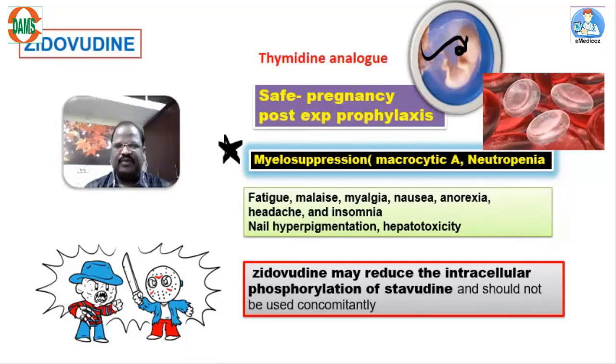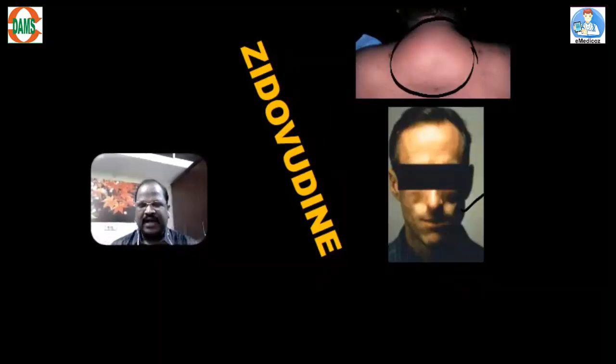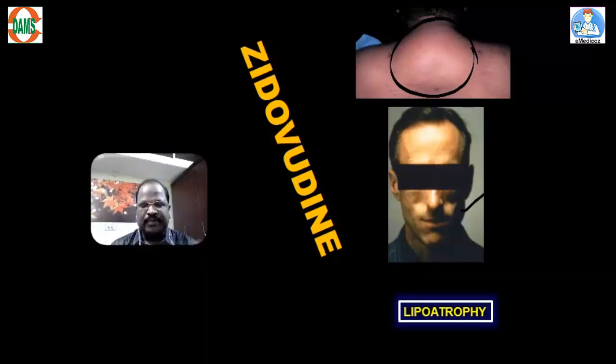Next, a very important question. Look here. First, look at the face. In this face, there is no fat. And here, there is excessive fat deposition looking like a lump. This is called lipodystrophy. Okay, it's one of the important adverse effects of Zidovudine.